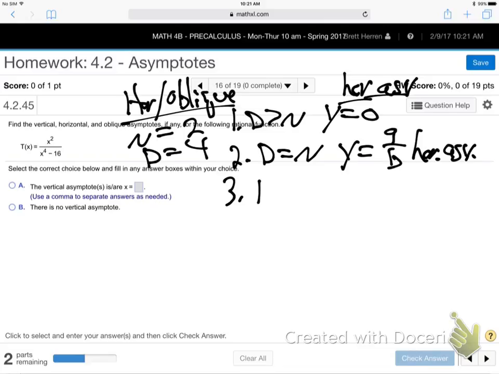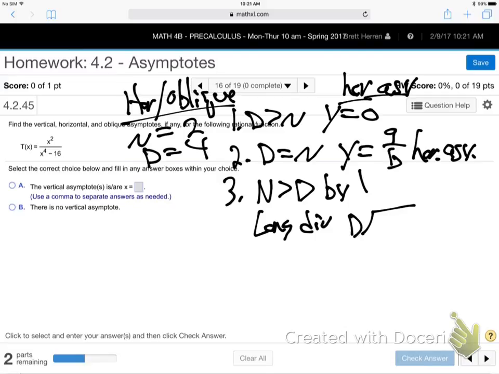I said if the numerator is greater than the denominator by 1, then long divide the whole denominator into the whole numerator, and then the answer, Ax plus B, will be your oblique asymptote.